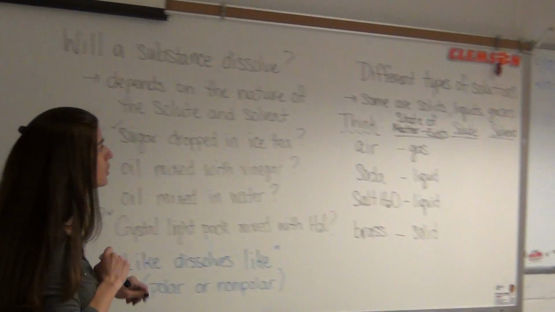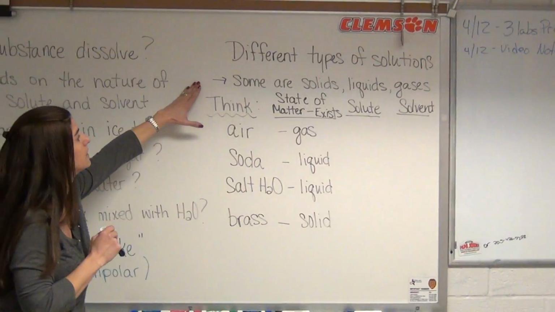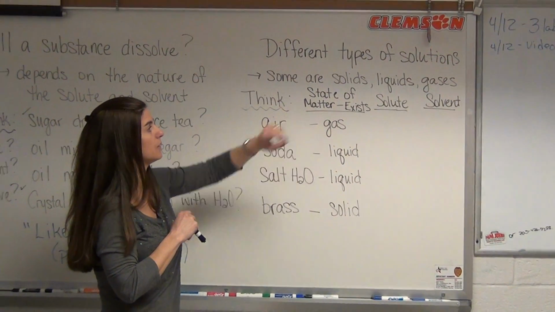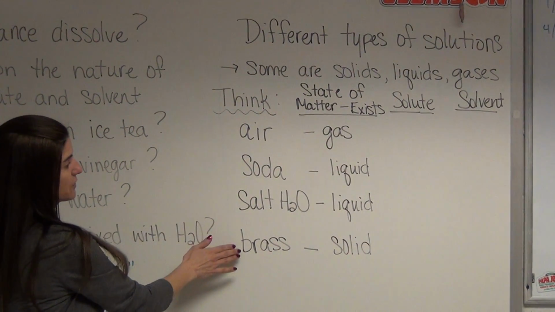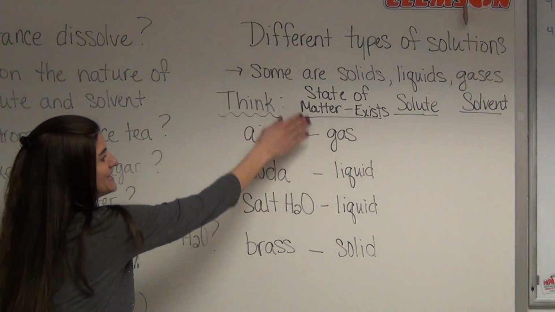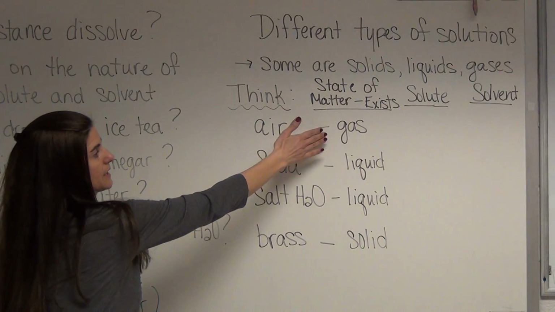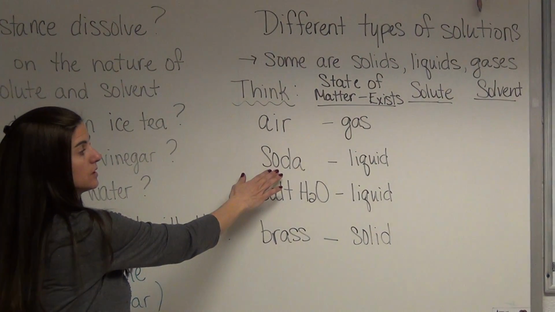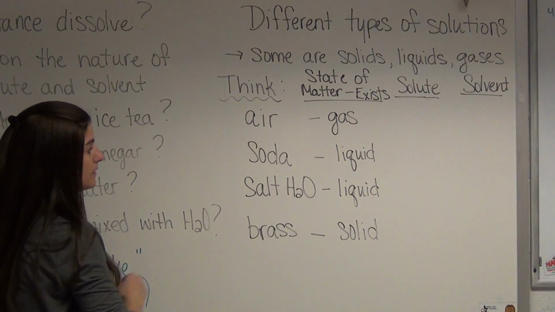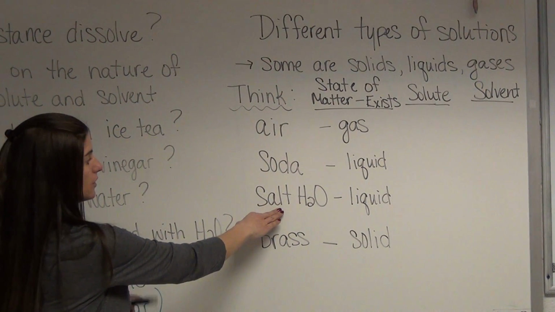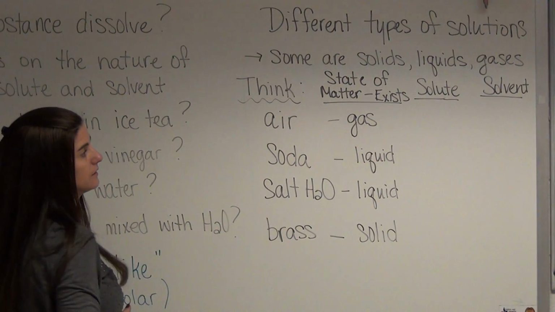So let's go over here and look at different types of solutions. Solutions are all around you. We have solids, we have liquids, and we have gases. So I want you to think about it. Here are 4 examples of different solutions. This is how they exist, how we're used to seeing them. So for example, air. It's a gas, it's all around us. A soda, Coke, Sprite, whatever it happens to be. It's a liquid. Salt water, you've been in salt water, we've made salt water. It's a liquid. And then brass is a solid.